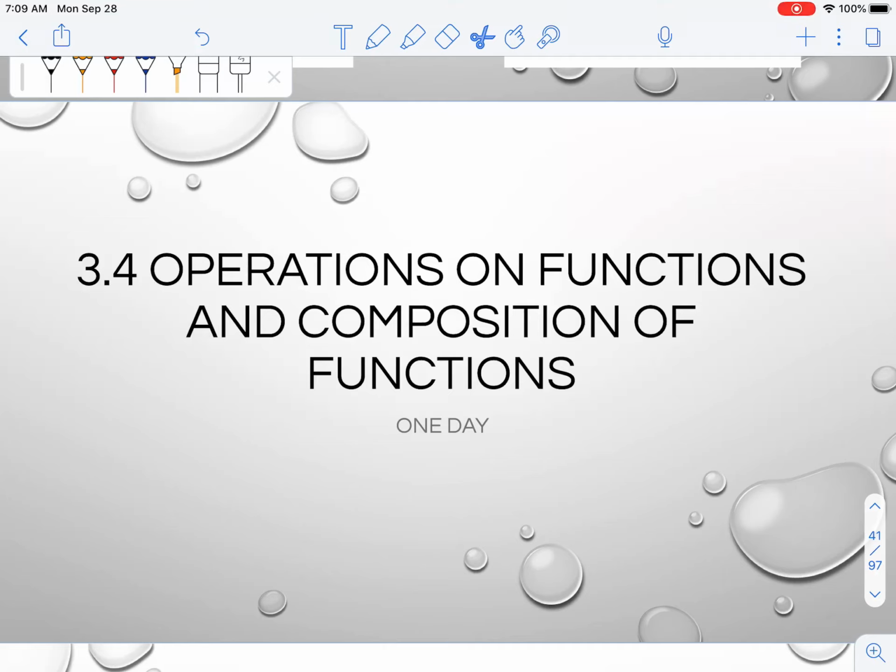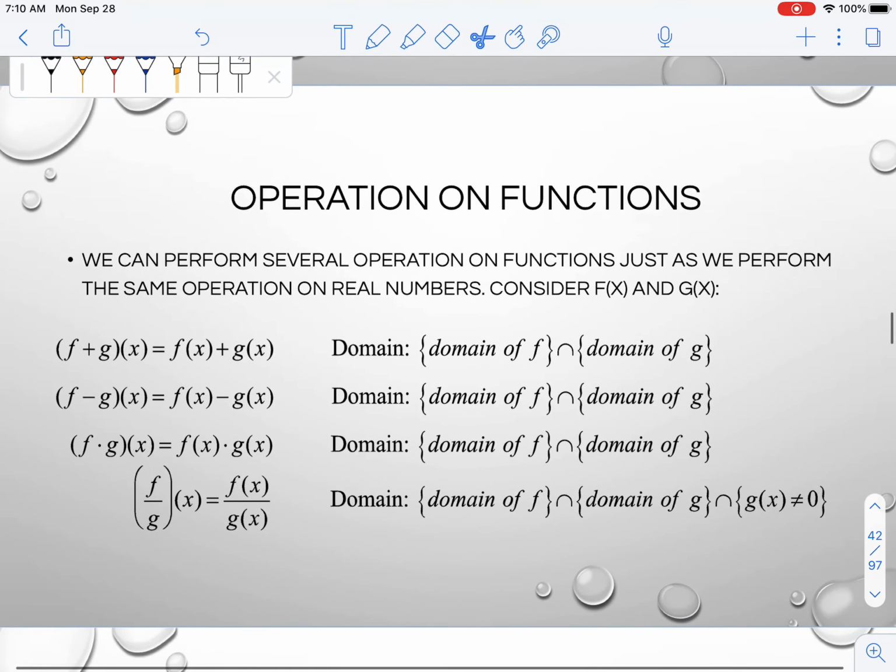All right, so in this next section, 3.4, we're going to talk about function operations and compositions of functions. So in short, in terms of operations on functions, our four basic operations, addition, subtraction, multiplication, and division, can all be performed on a function. When we do those operations, you can see it written a couple of different ways. You can see it written as f plus g of x, or f of x plus g of x. They're 100% equivalent.